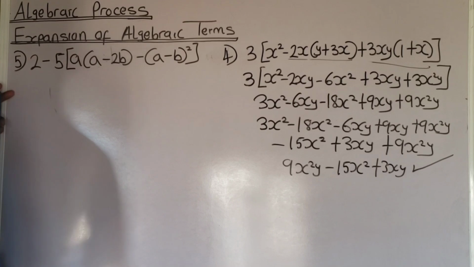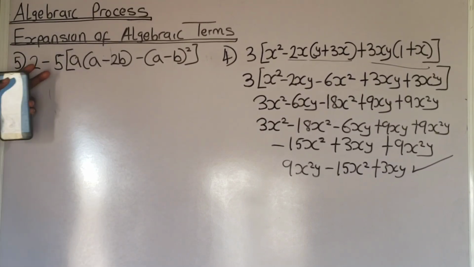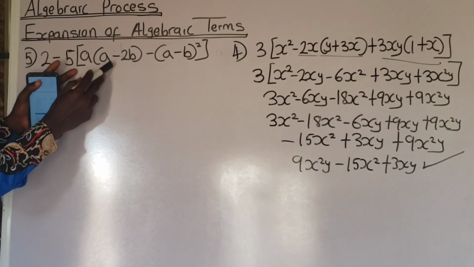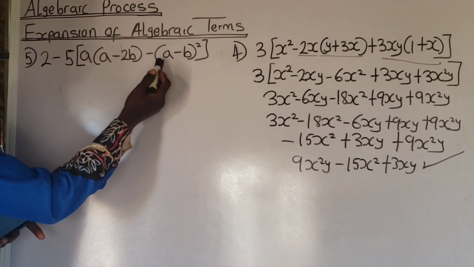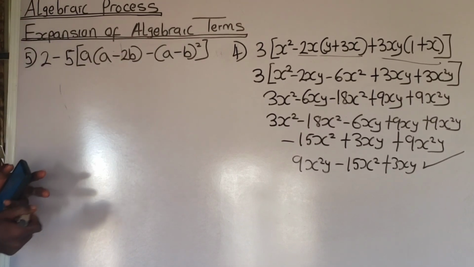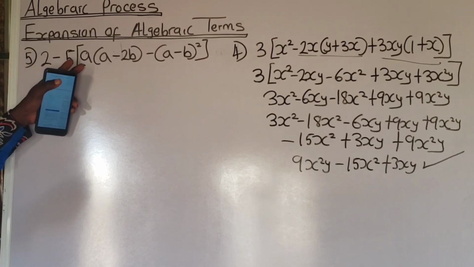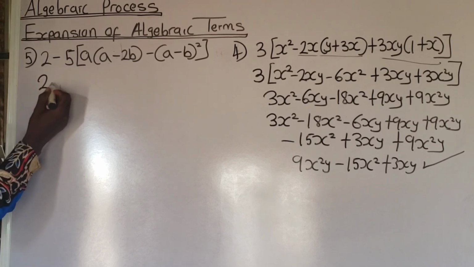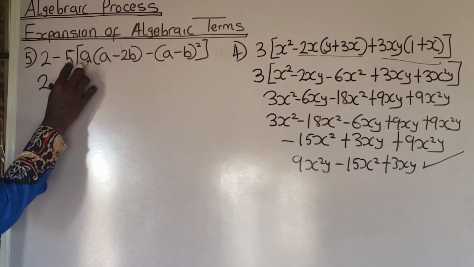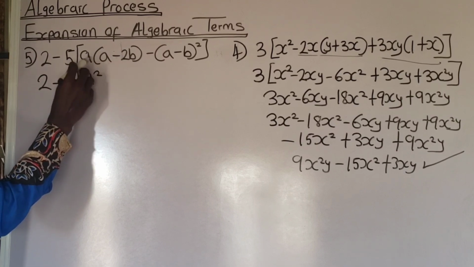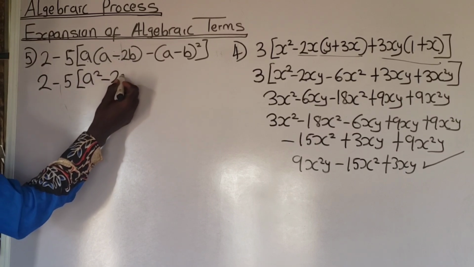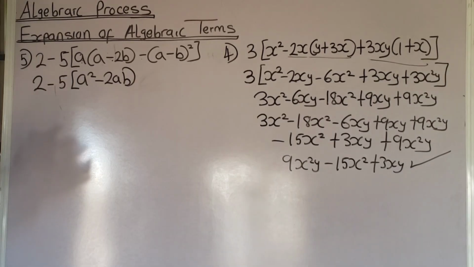Let's look at question number 5. We are asked to expand 2 minus 5 all into bracket a multiplied by a minus 2b, minus into bracket a minus b all into bracket squared. See, the aim of expansion is to get rid of all the brackets. So let's deal with the term inside the big bracket. For this, I'm going to have 2 minus 5. A multiplied by a, that is a squared. A multiplied by negative 2b, that will be negative 2ab.